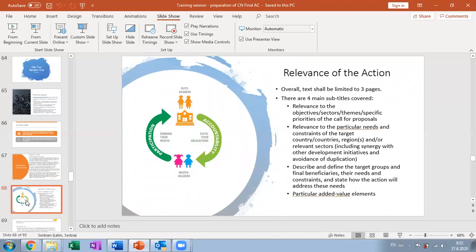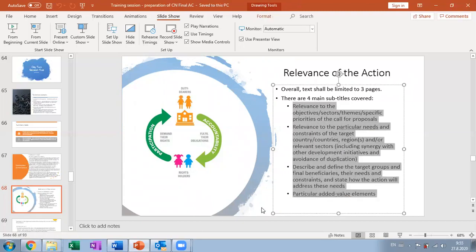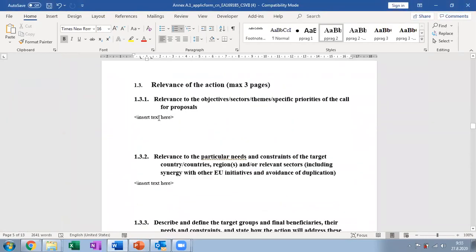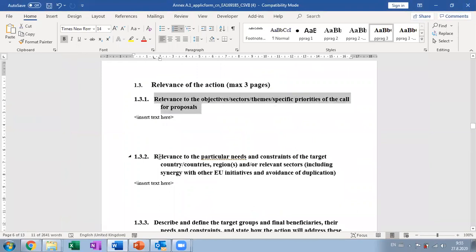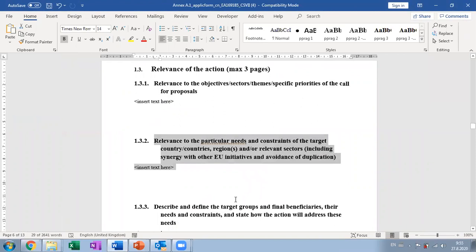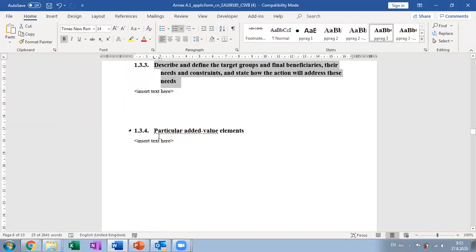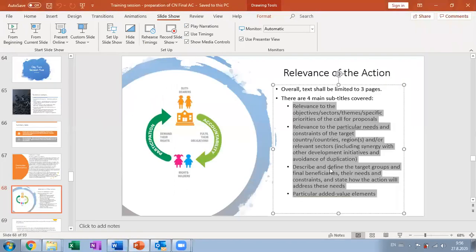Okay, to move on then, the next section of the concept note, relevance of the action. Relevance of the action is to be placed on 3 pages. So 2 pages for design, 3 pages for the relevance. And then there is a list of subtitles that you can also read from going through this template. Relevance to the objectives, relevance to the particular needs and constraints of the target countries, regions, and then target groups and final beneficiaries, and then particular added value elements. So these are subsections of the relevance section.